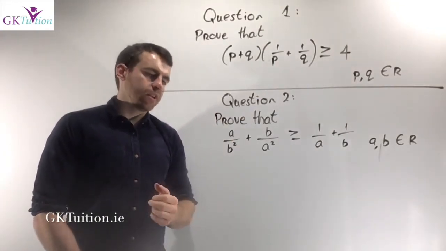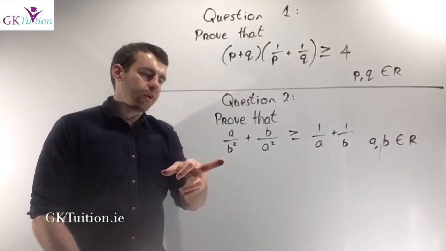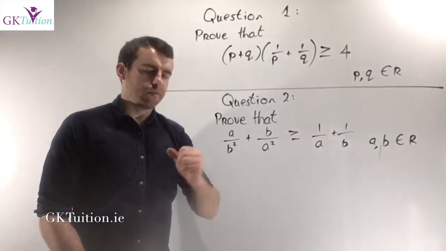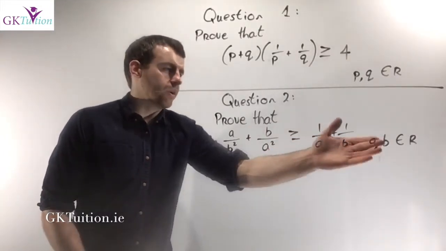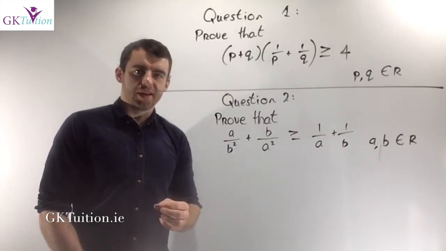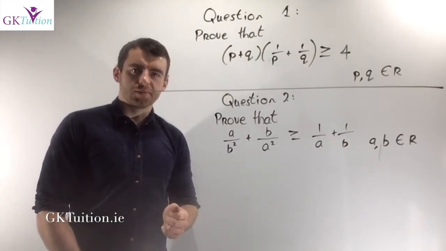The second question, I want you to prove that A over B squared plus B over A squared is greater than or equal to 1 over A plus 1 over B. And again, A and B are elements of R. So I want you to pause the video now and try and prove both of these and then compare them to my solutions.